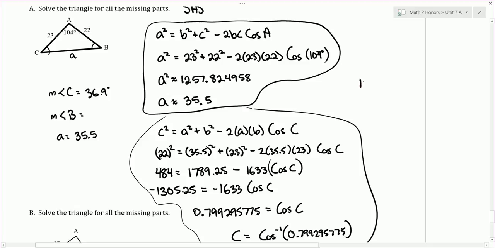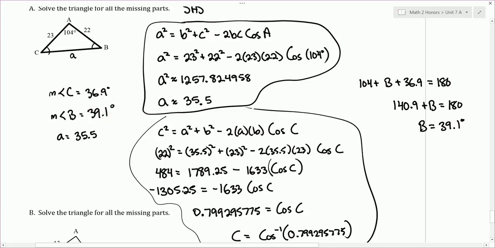So 104 plus angle B plus C, which is 36.9, is equal to 180. So 104 plus 36.9 is going to be 140.9, plus B is 180. Subtract 140.9 and you end up with 39.1 degrees for angle B. And now we have our answers.